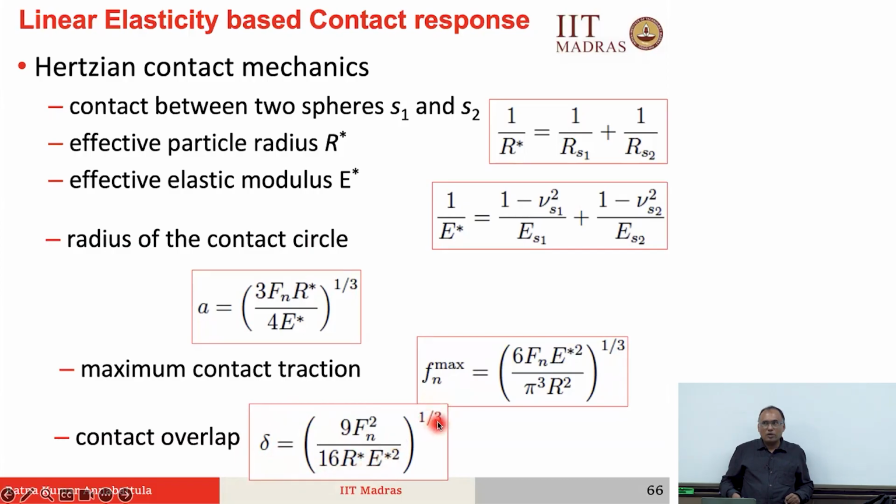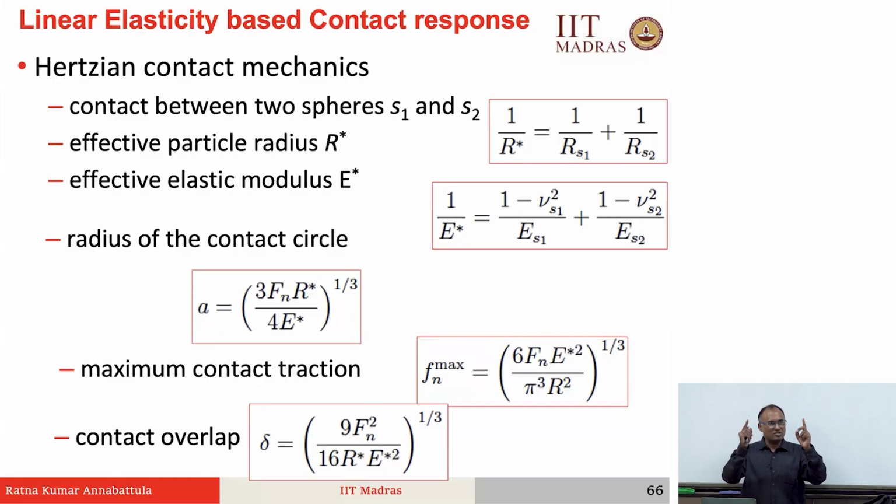Now in a DEM simulation, what is it that we know? We don't know Fn, we are required to calculate Fn. What we know is delta, that is our contact overlap. If I know my contact overlap, then I plug in and solve for Fn. Fn will be the square root of delta cube times 16 R star E star square divided by 9, right? So that is how I calculate, that is the meaning of calculating contact force. By looking at the position of the particles, I can calculate what is the overlap between the two particles.